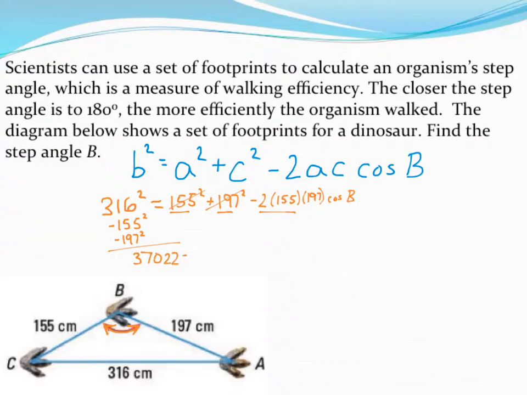37,022. The other thing that I would do right away is go ahead and do this multiplication. Negative 2, remember that subtraction sign right in there. So negative 2 times 155 times 197 comes out to be exactly negative 61,070 times the cosine of B.